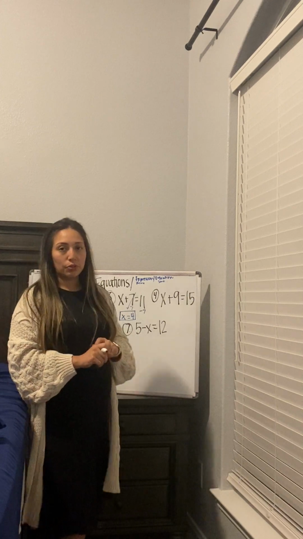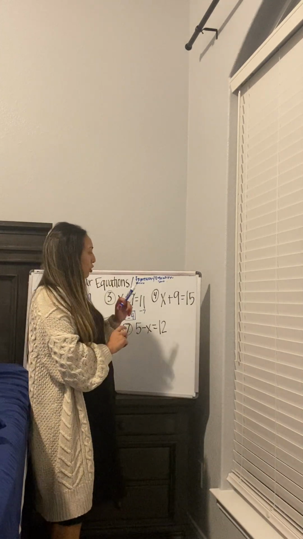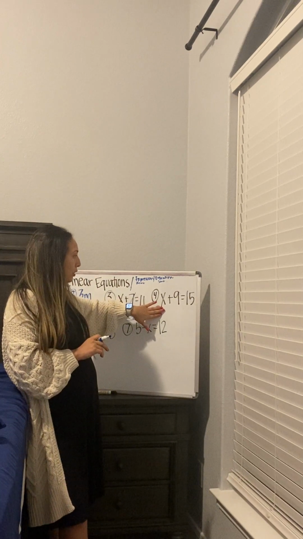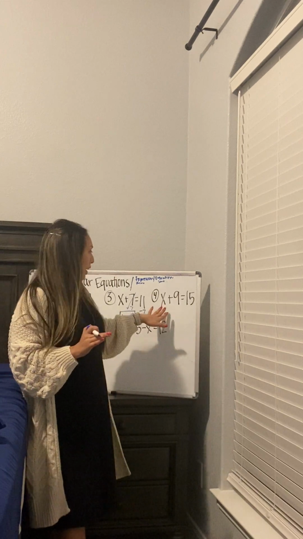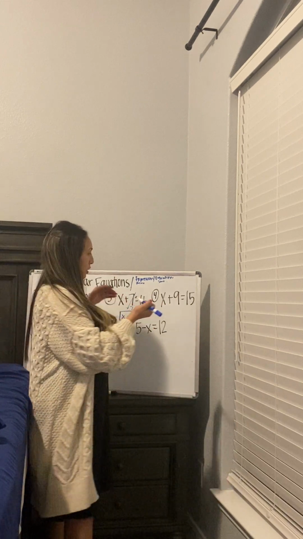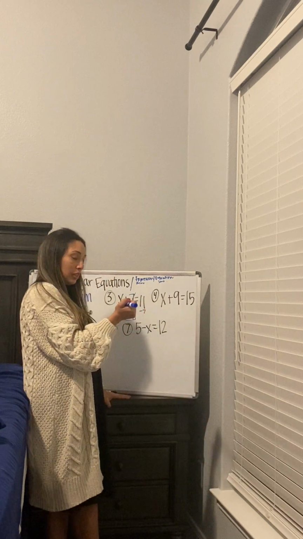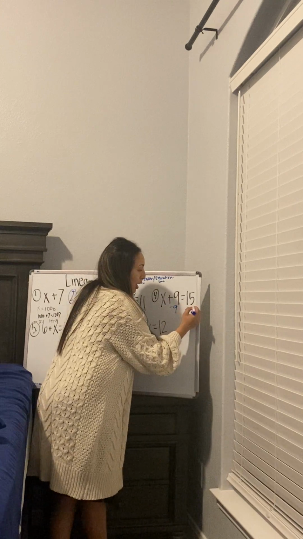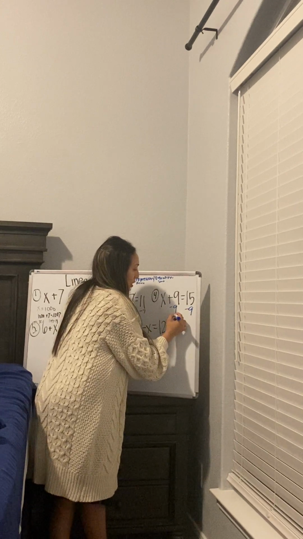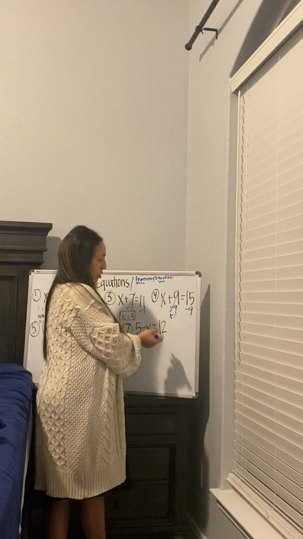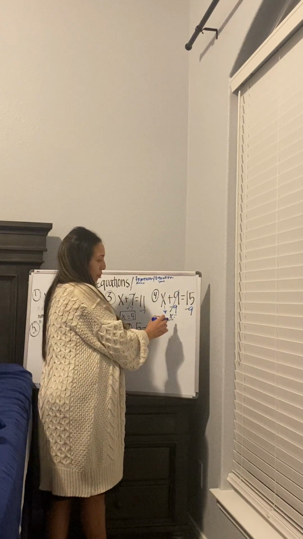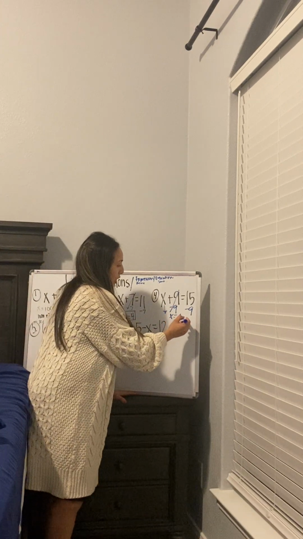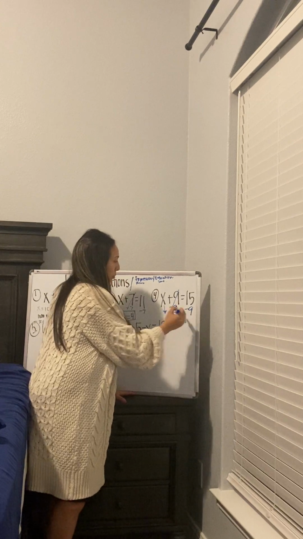X plus 9 equals 15. Okay, so the first thing we want to do is isolate our variable. We want x by itself. So how do we get x to be by itself? Good. The opposite of addition is subtraction. So we're going to subtract 9 from this side, and what we do to the left side, we have to do to the right side. So that would give us x. This cancels out. If we bring down the x equals 15 minus 9. What is that? Very good. X equals 6.